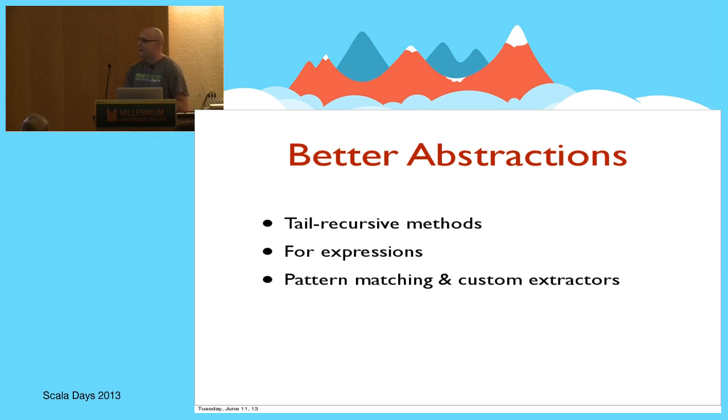So let's look at these. I think Scala provides better abstractions. It gives us some new tools, some new toys to play with for modeling our code, right? So these are just a few that I've grown to really like. Tail recursive methods, for expressions, using partial functions and pattern matching to model behavior, and stackable traits.